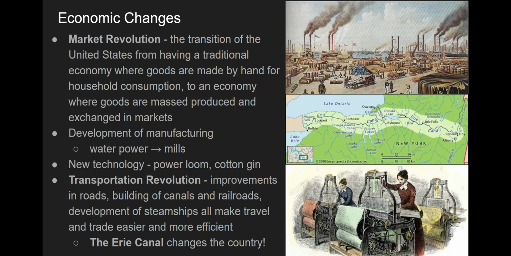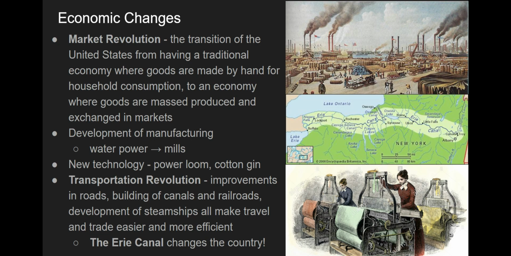So the economy started to change rapidly. This is the early 1800s. And we call this time the market revolution. This is the transition from the United States having a traditional economy where goods are made by hand for household consumption to an economy where goods are mass produced and exchanged in markets. So you create a lot of things and then sell them. So instead of custom making shoes for everybody, you just create a whole bunch of shoes in different sizes and allow people to buy them in the open market.